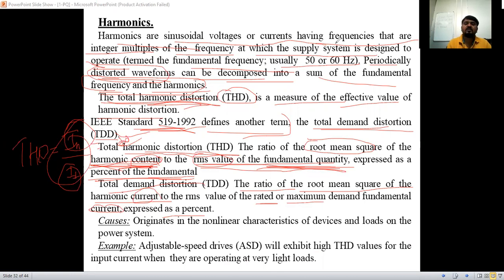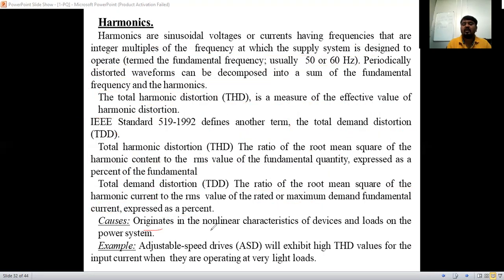So what are the causes of these harmonics? They originate from the non-linear characteristics of devices and loads on the power system. Which devices give these non-linear characteristics? Power electronics devices or converters. Those, used in generation or as a load, will produce harmonics, and you can determine that in the form of total harmonic distortion.